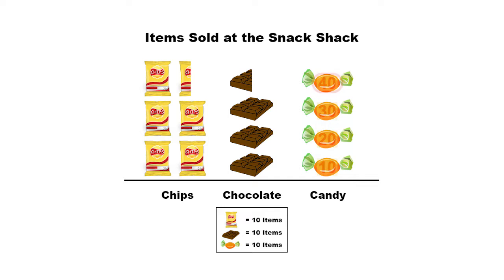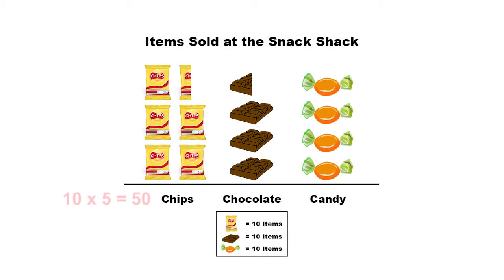What is the difference between the number of chips sold and the number of pieces of candy? If there were 55 bags of chips sold and 40 pieces of candy, then 55 subtract 40 equals 15. There were 15 more bags of chips sold than pieces of candy.